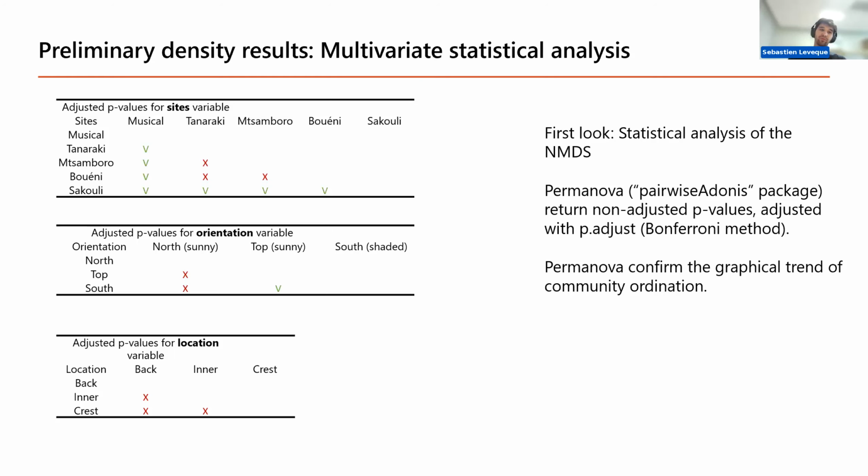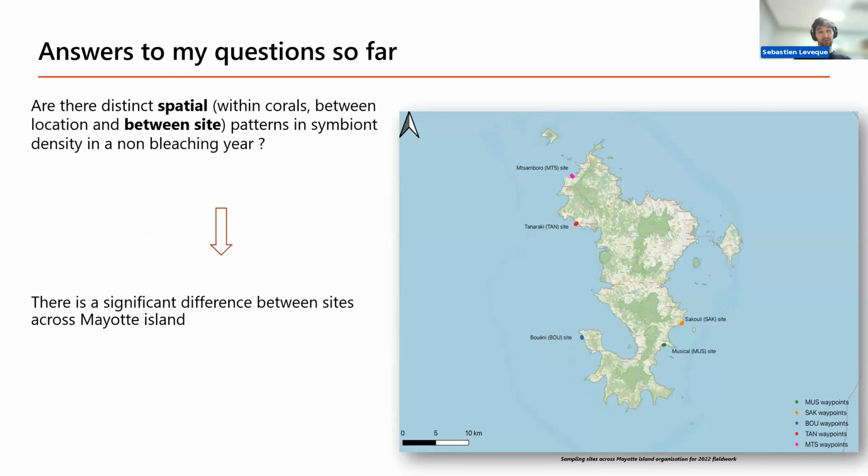So, as a first conclusion to my question so far, from a spatial perspective and between sites, there is a significant difference between sites across Mayotte island. And like I said, 3 of them are located on the west side of the island, while the other 2 are on the east side. And according to local fishermen's knowledge, there are different kinds of reef fishes between the west and the east side of the island. Some reef fishes are known to graze on coral reefs, so this might attack the coral tissue itself and impact the density of our symbionts.